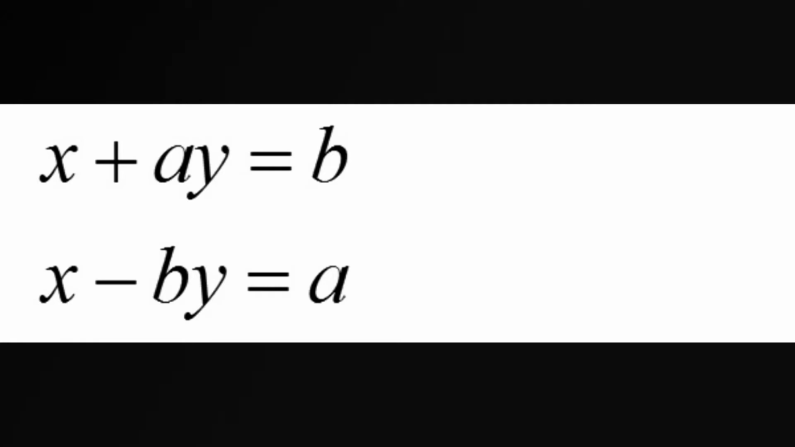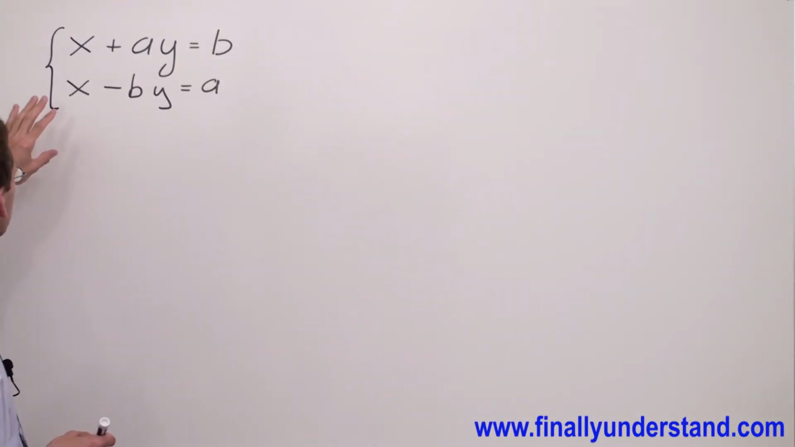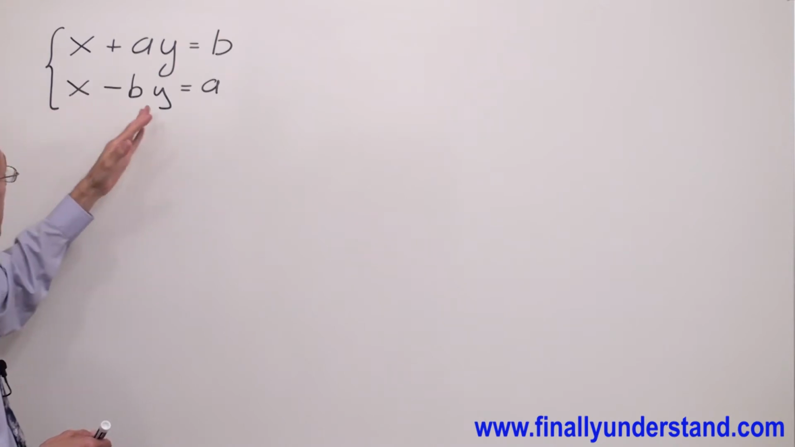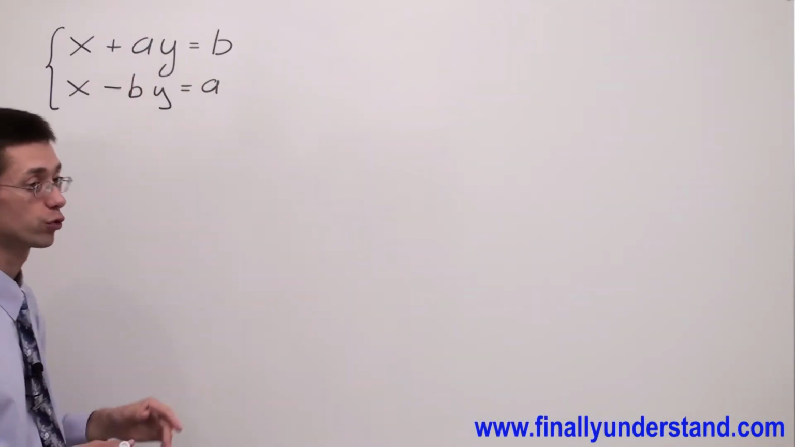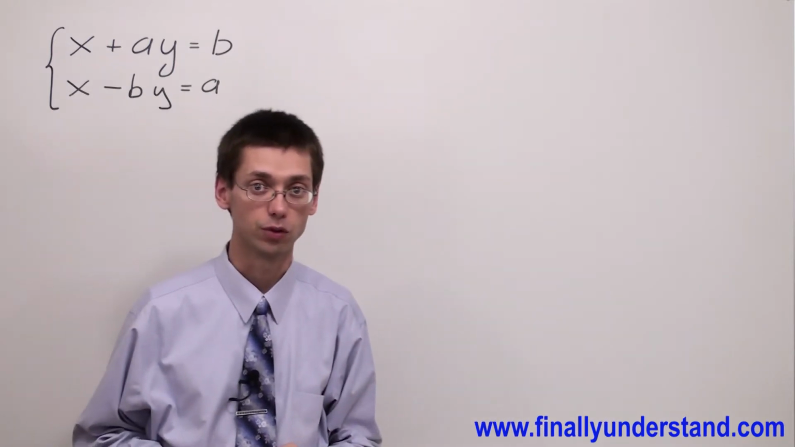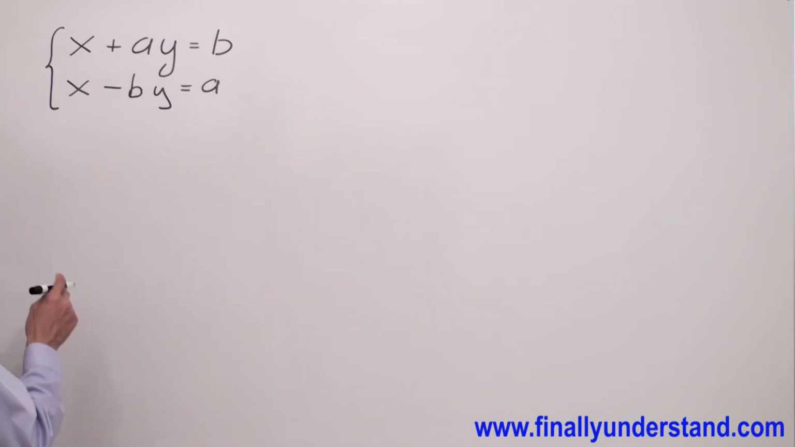Let's take a look at this example. Again, we have the system of two linear equations, and we have to solve this system of two linear equations for x and y. A and b we're supposed to treat like numbers, okay? So again, we are going to use the method of substitution.